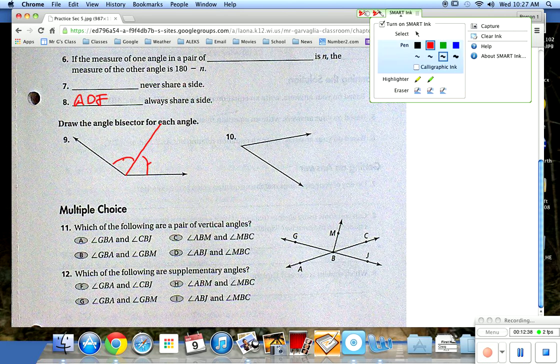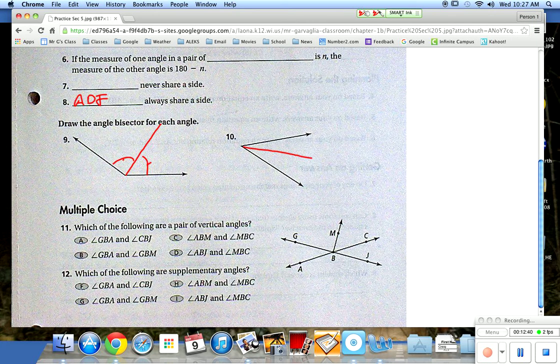All right, what if I did this? And I said this angle equals this angle. Then it would be an angle bisector. Are we good with this? Do you guys think you can do the assignment? You can start it.